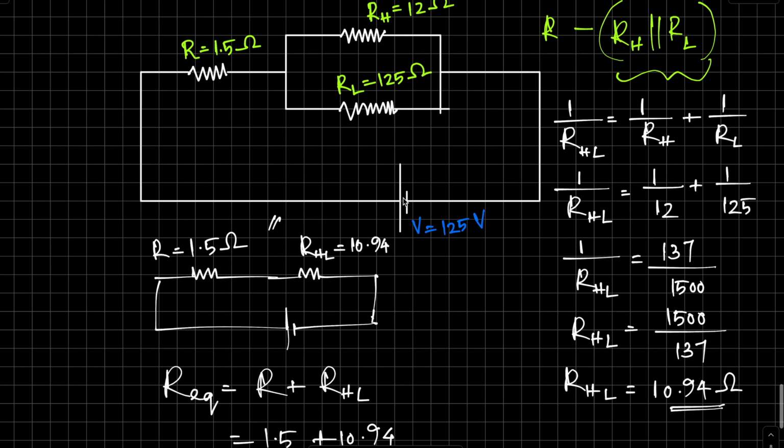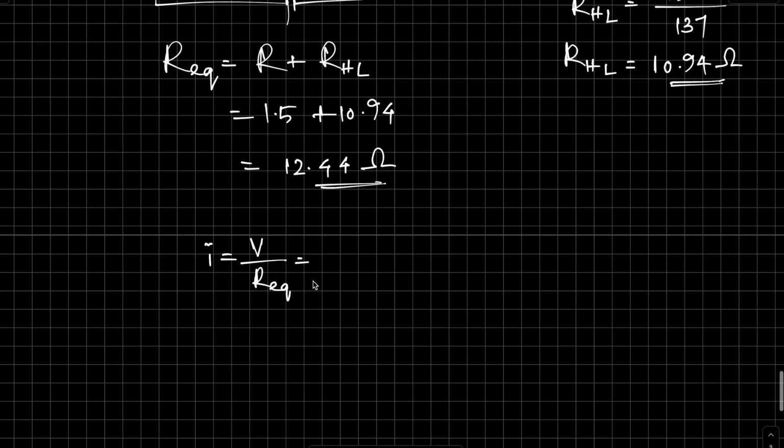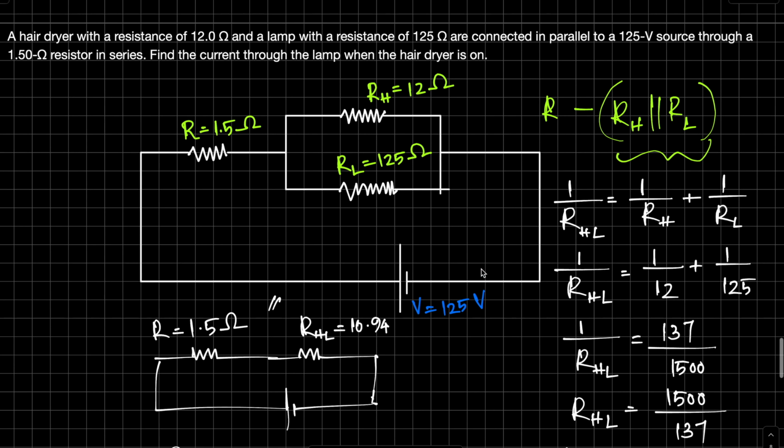We can use Ohm's law. I equals V over Req. Total voltage is 125 volts. Total resistance is 12.44. That gives 10.05 amps. Let's go back to the circuit. The current flowing through the battery is 10.05 amps. The same current would be flowing through resistor R.